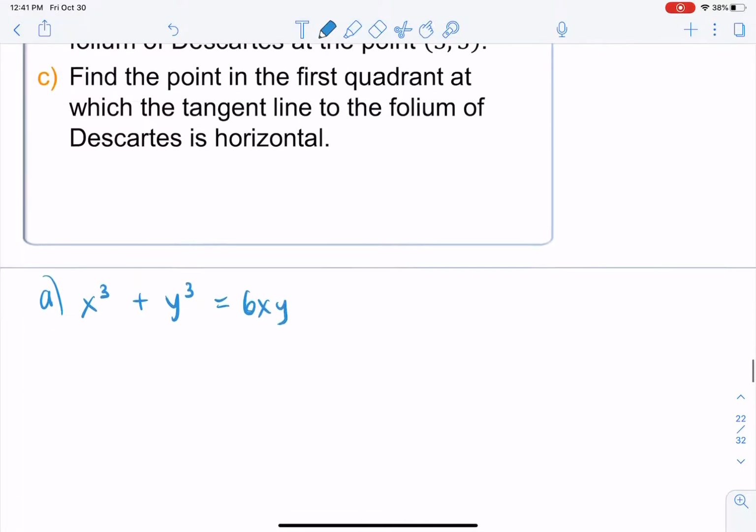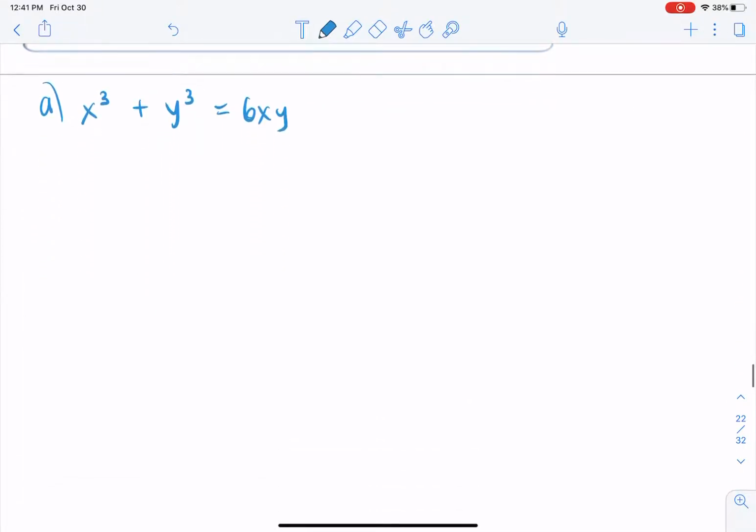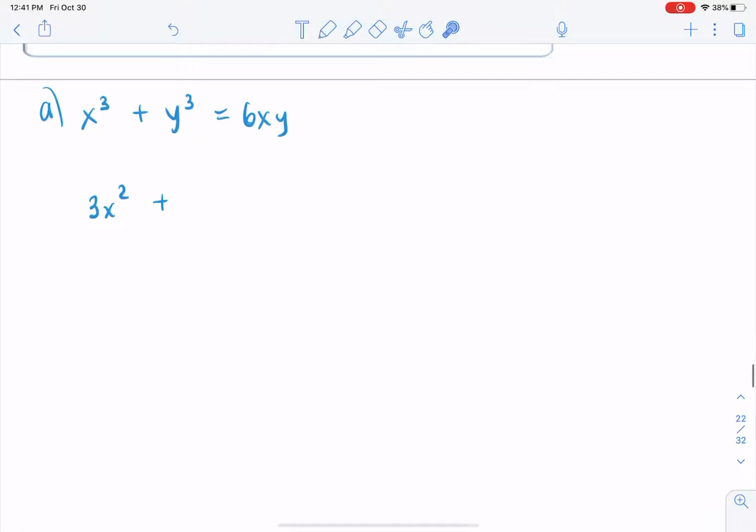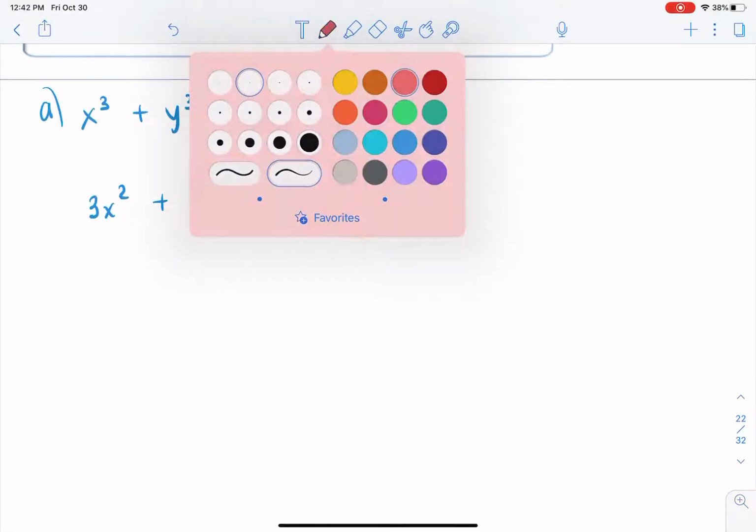Okay, so let's find the derivative. That's what we're finding. On the left-hand side, taking the derivative of x cubed, we just have 3x squared plus the y needs to be differentiated implicitly, 3y squared dy dx. And then on the right-hand side, sort of like what happened in the last exercise, product rule.